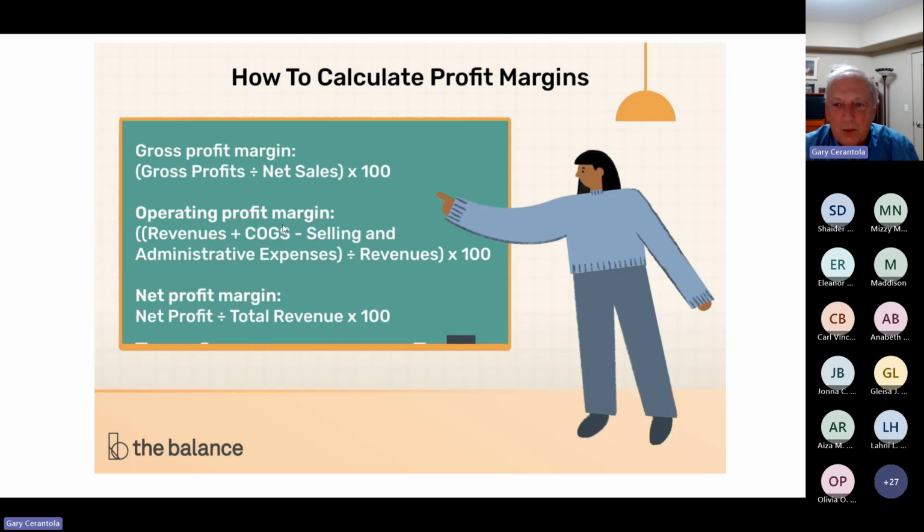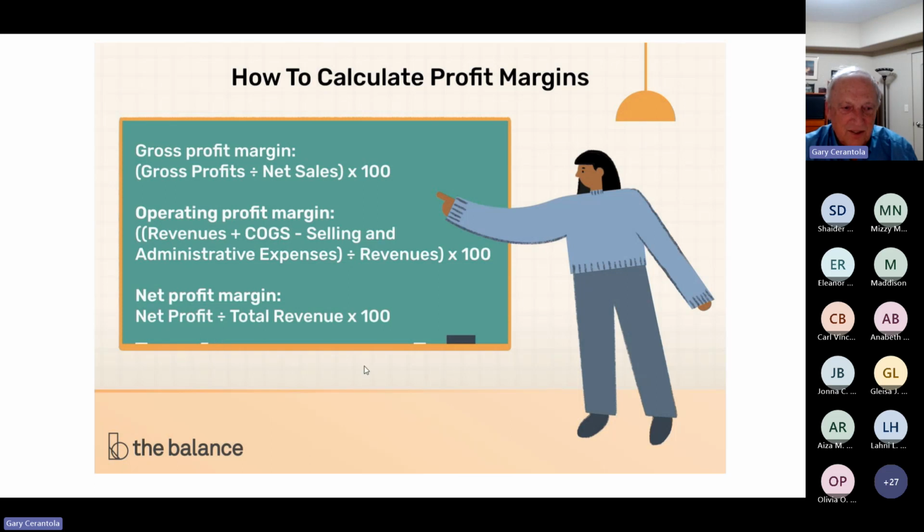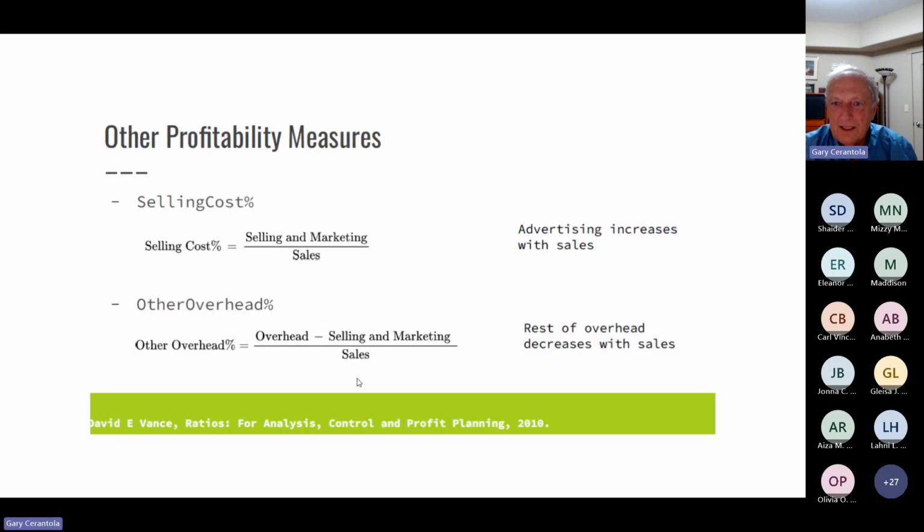And then your operating profit margin is your revenues, plus your cost of goods sold, minus your selling and administration expenses. That's your OPEX right here. Okay, that's your overhead. Divided by revenues times 100. So that gives you your operating profit margin. And then net profit margin is your net profit divided by your total revenue times 100. And going through this, you'll understand this. Okay? All right.